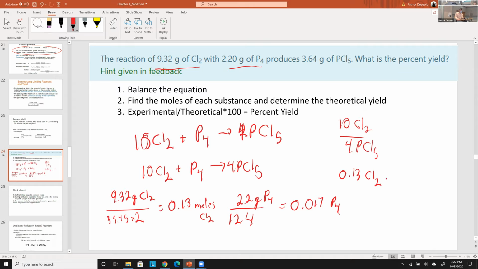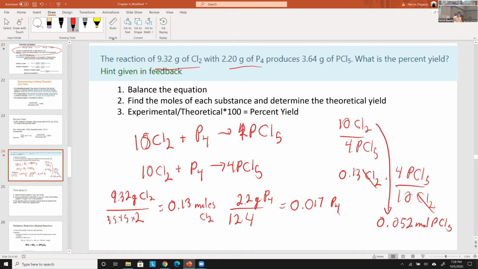All right, so using the conversion factor, we have 4 PCl5s over 10 Cl2s. The Cl2s will cancel out. You get 0.13 times 4 divided by 10, and that equals 0.052 moles of PCl5 produced from the Cl2. Now let's do the same thing for P4.